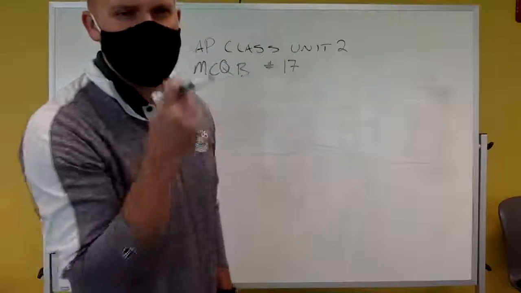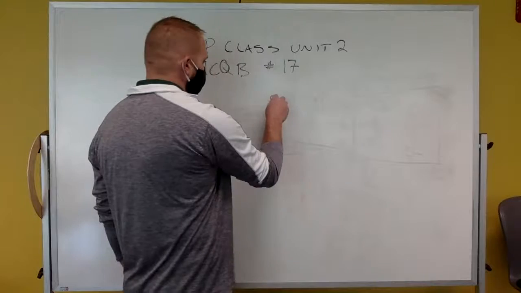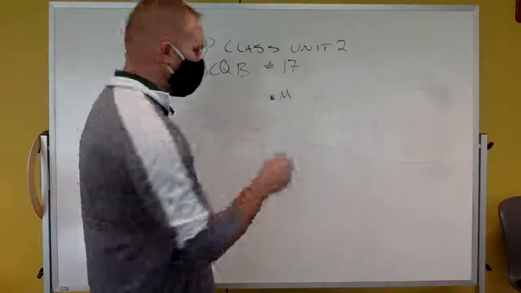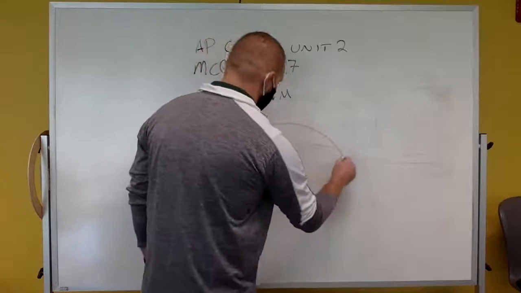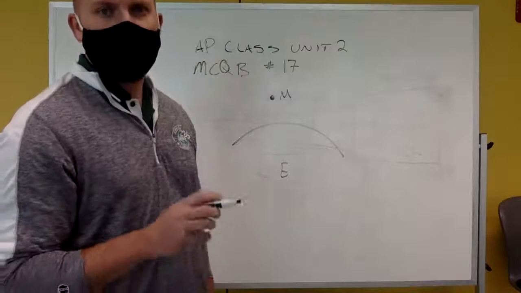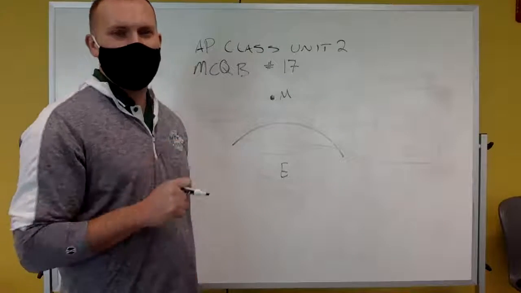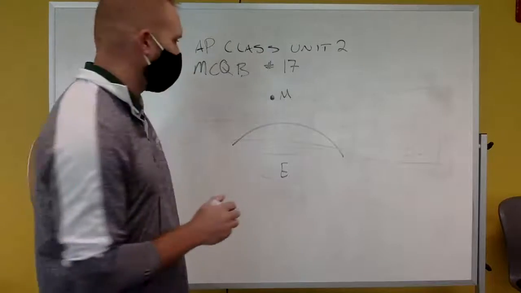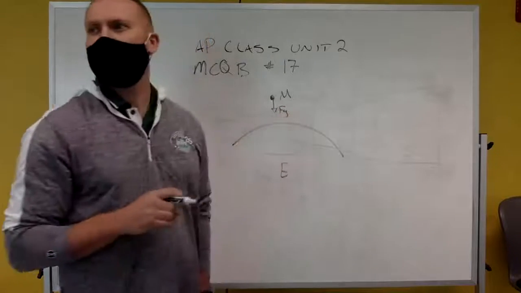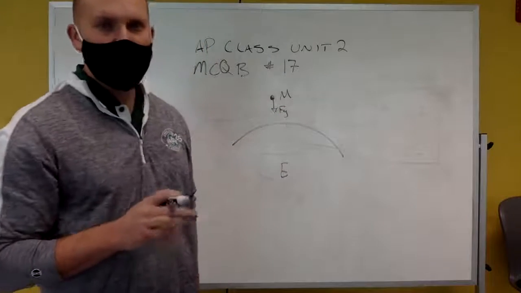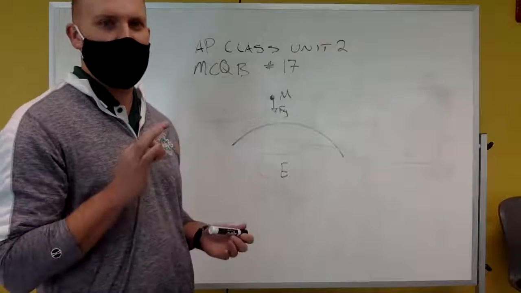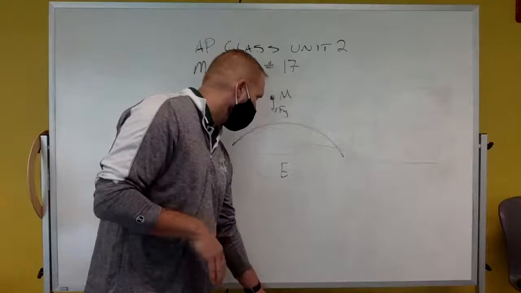The last question says an object of mass m is dropped near the surface of the Earth. So here's the Earth, okay? Such that the gravitational field provides a downward constant force on the object. So there's a force of gravity pulling the object down. Which of the following describes what happens to the center of mass of the object-Earth system?